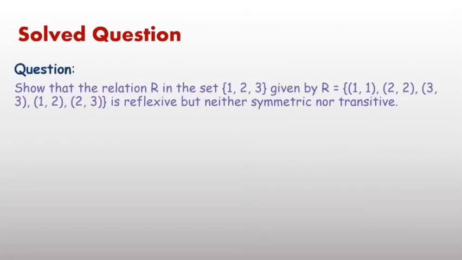One more example. Set given as {1, 2, 3}. Relation is given. You have to check it. Since (1,1), (2,2) and (3,3) are present here, it means R is reflexive.